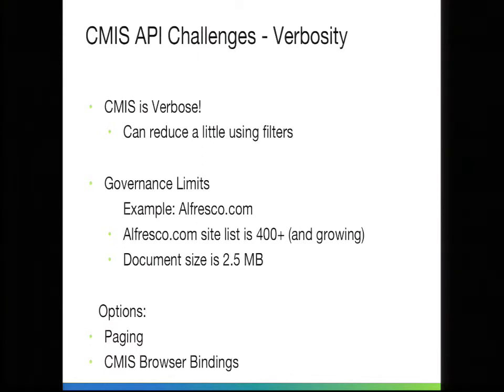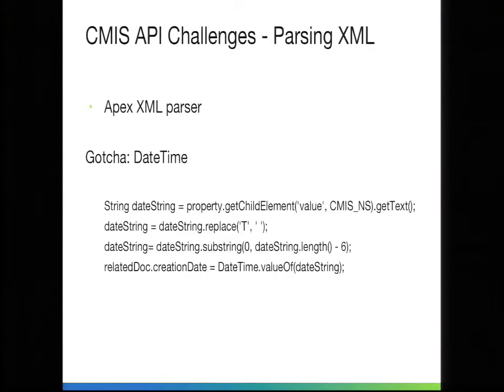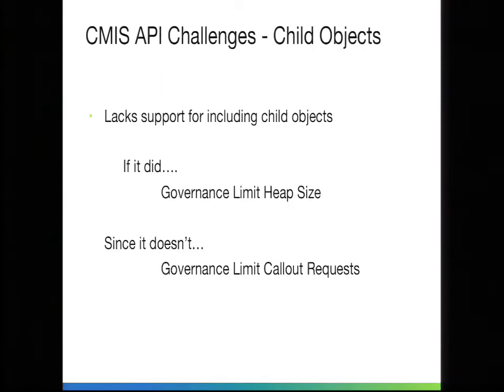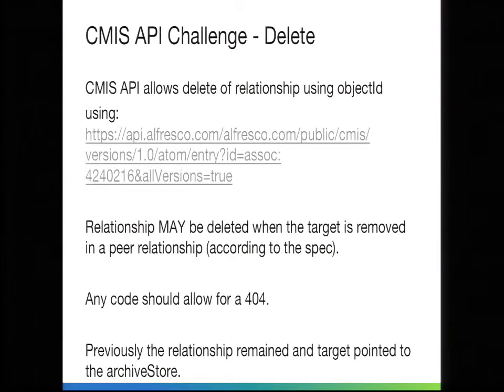So a couple of options that we have are to introduce some paging, or switching over to use the browser bindings, which then puts us into the browser and not on the Salesforce platform directly, and we get around those limits. We're going to skip parsing XML because we only have a couple of minutes. Child objects within CMIS is the same sort of thing. You have to make multiple calls out, which then hits us against some of the limits.